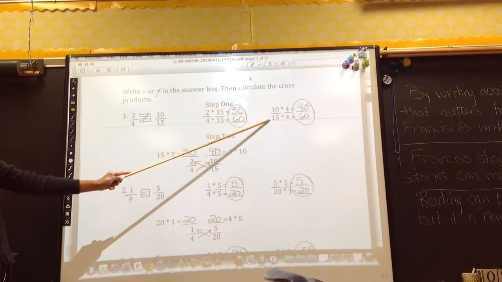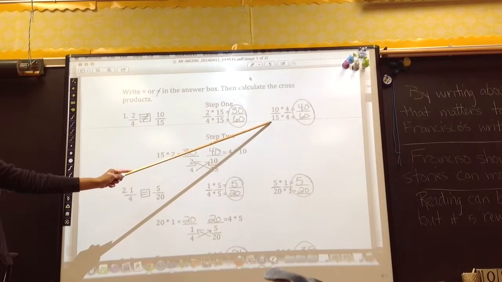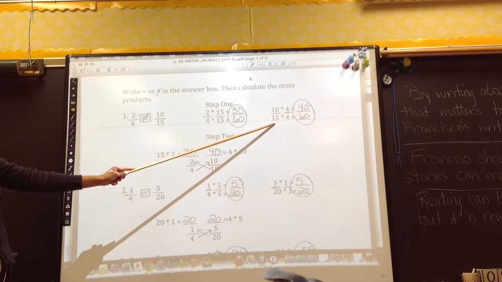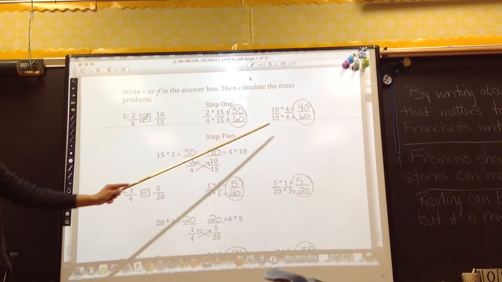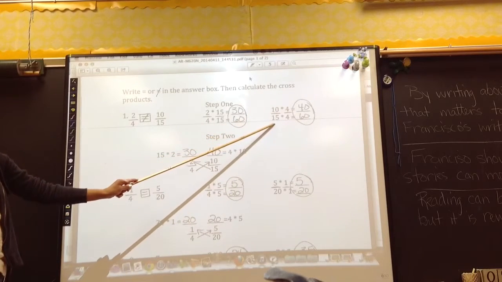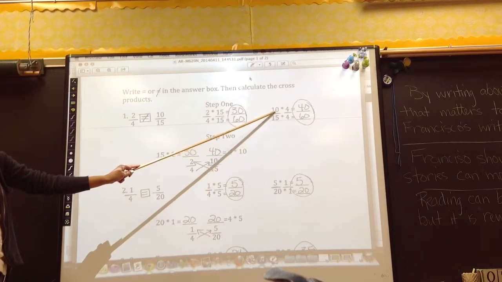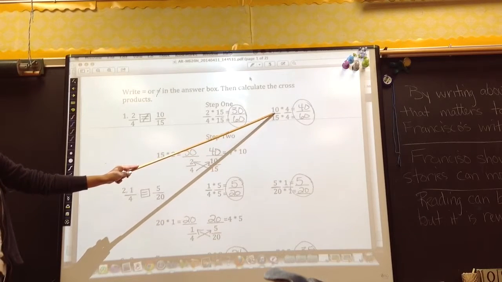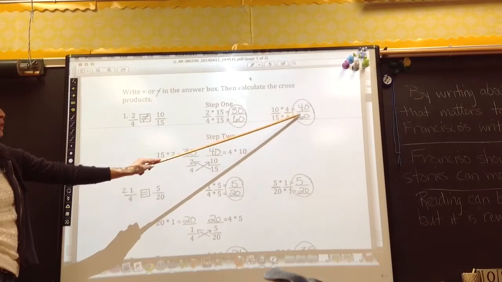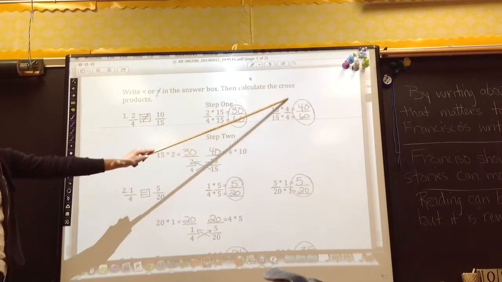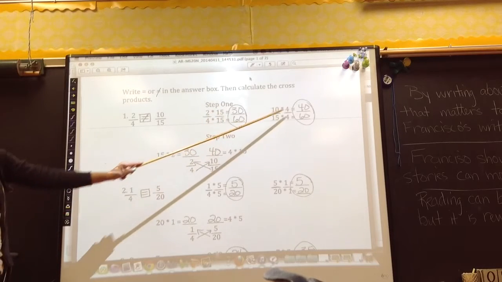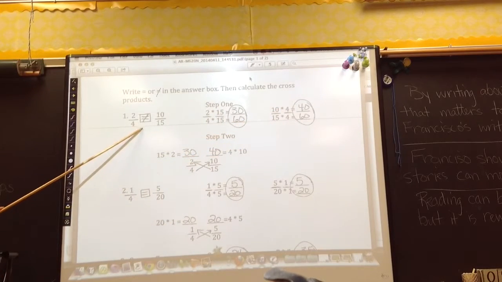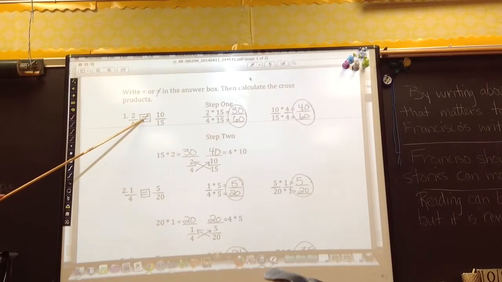And for 10/15, to find the common denominator, you have to multiply 15 times 4 to also get 60. So now they have common denominators. And since we multiplied the denominator by 4, we also need to multiply the numerator by 4. 10 times 4 equals 40. So 10/15 is also equal to 40/60. So 30/60 and 40/60 are not equal. So we will put the not equal to sign in the box.